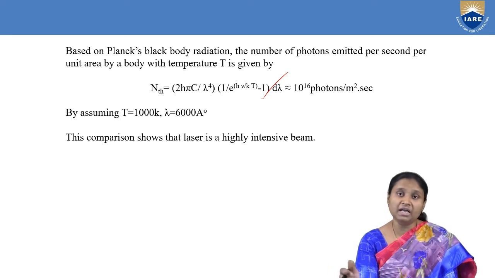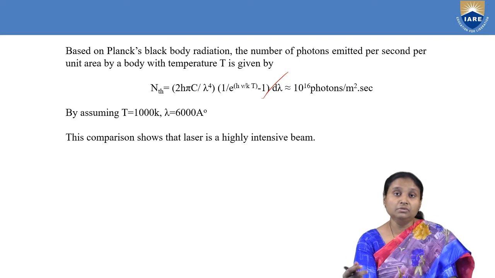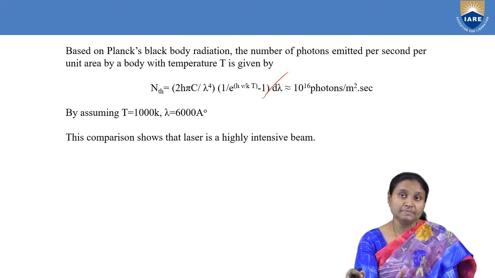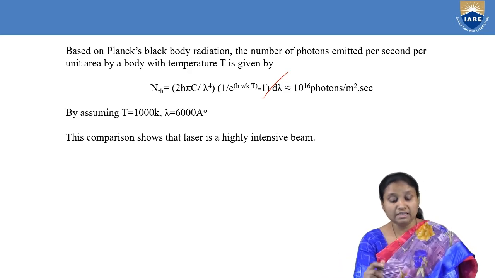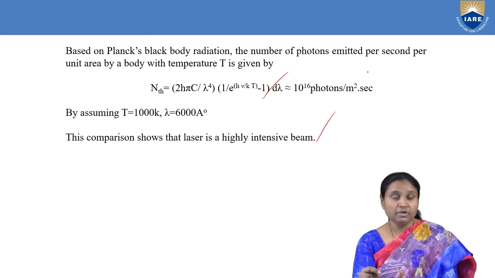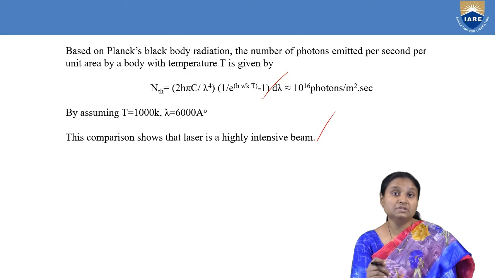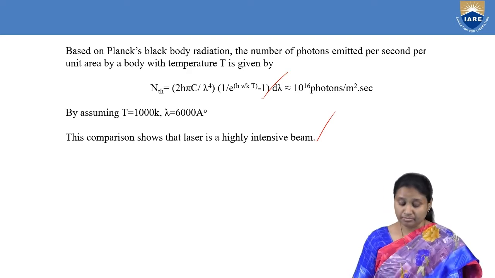So if we take our black body, we know that a black body is a good emitter when we take it to high temperature. With respect to temperature, the intensity of radiation coming out of the black body is going to change, and that emission of photons at a particular temperature is given by this formula. When we look at this calculation for a laser beam, we'll observe that the number of photons will be very large. That will make it a highly intense beam.